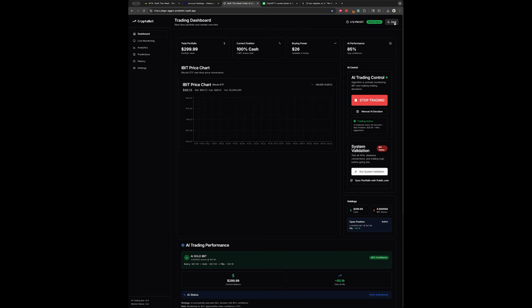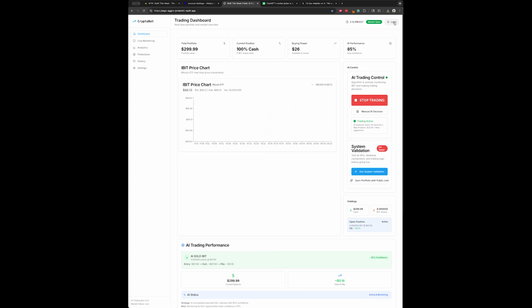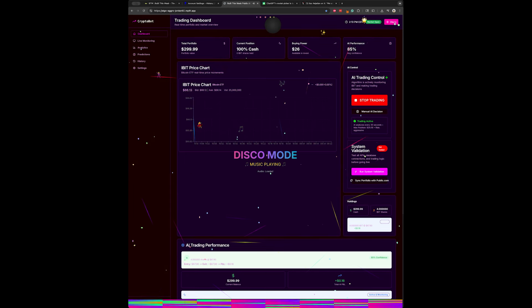Wanted to build a trading bot leveraging your API. I've got it in dark mode, light mode, and then my favorite mode, disco mode. Party mode. I love this.